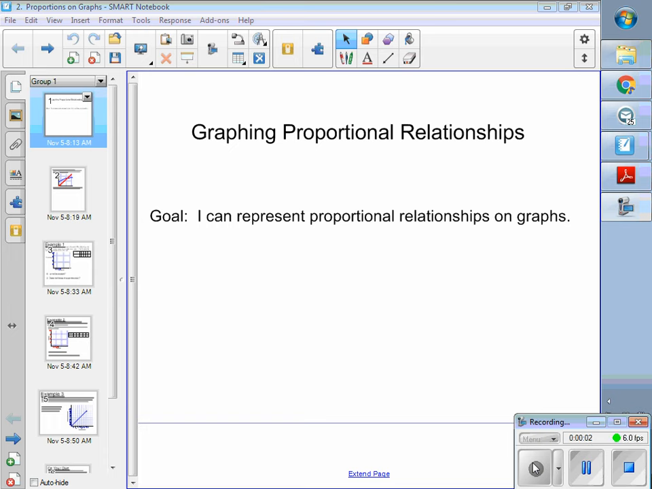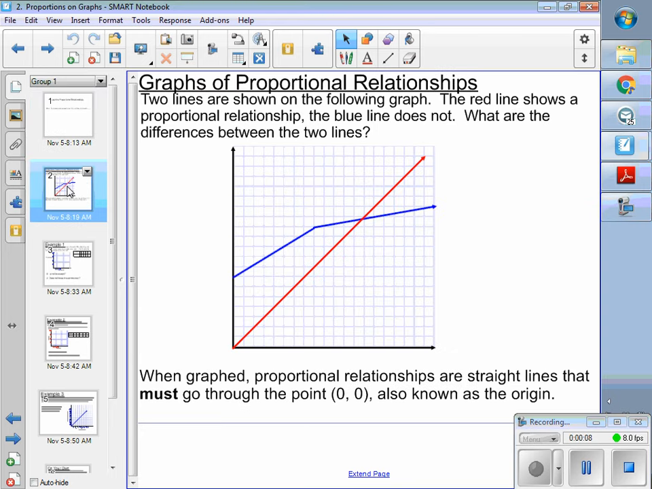Our lesson today is graphing proportional relationships, and our goal is that we can represent proportional relationships on graphs. So our first thing here is we have a graph of proportional relationships. Two lines are shown on the graph below. The red line shows a proportional relationship. The blue line does not. What are the differences between the two lines?